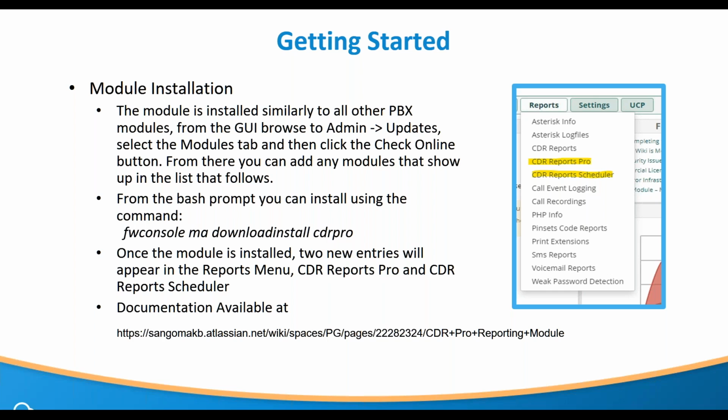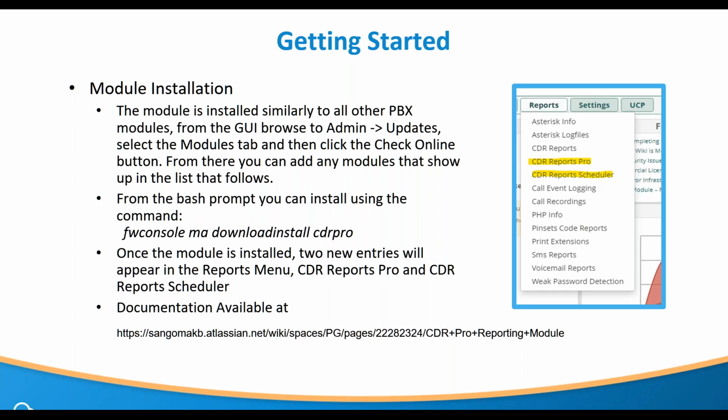If you would like to install this module from the command line, from the CLI, you can just use fwconsole, our FreePBX CLI, ma download install cdrpro. That's a very standard process for any module. Once the module is installed, in the Reports section, in the category Reports, you will see two new categories show up: CDR Reports Pro and CDR Reports Scheduler.